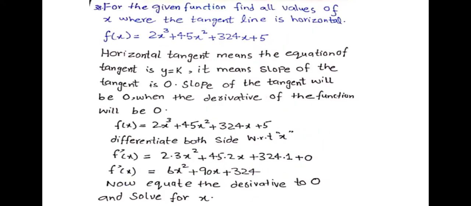Then for the given function, find all values of x where the tangent line is horizontal. We are provided with the function, and it is the function where the tangent line is horizontal. So first of all we have to know what it means that the tangent line is horizontal. Horizontal tangents mean the equation of the tangent is y is equal to k, y is equal to something constant. It means the slope of the tangent is 0. The slope of the tangent will be 0 when the derivative of the function is 0.